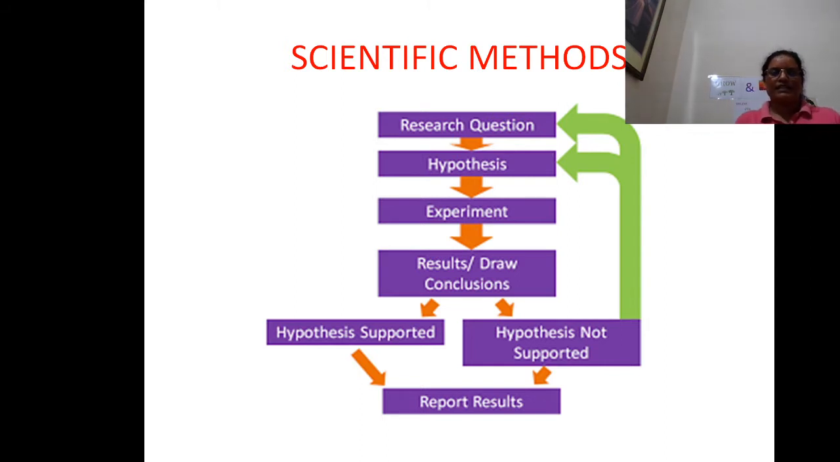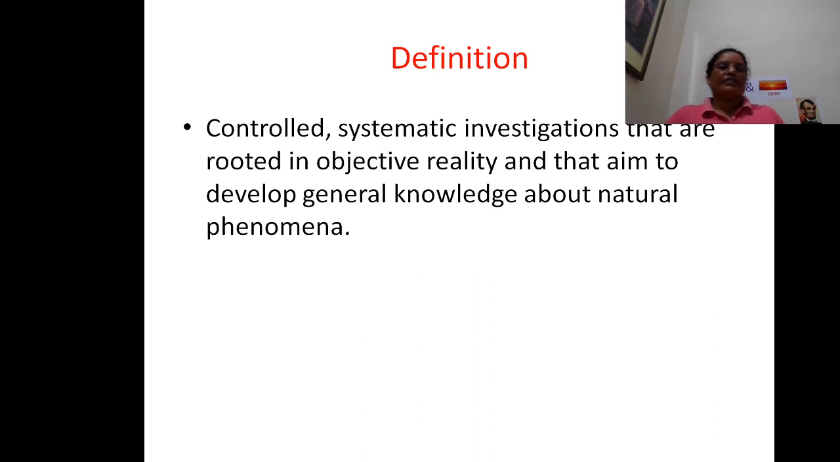Today we are going to discuss the scientific method. Scientific method is actually the way of conducting a study by following some particular steps. The definition of scientific method: it is a controlled, systematic investigation that is rooted in objective reality and that aims to develop general knowledge about natural phenomena.